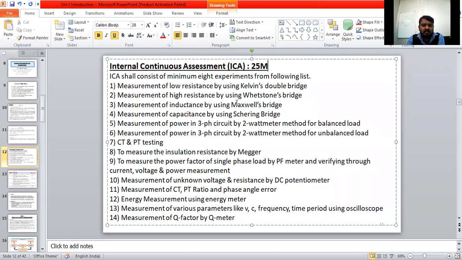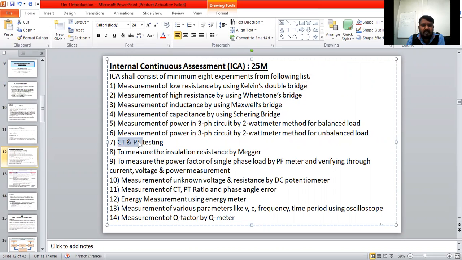Majority of the experiments here are bridges. Bridges will come in which unit? Third unit, potentiometer and bridges. Here, see: 1, 2, 3, 4. These are all the bridges, 4 experiments for the bridges. Next, it will come in the fourth unit.